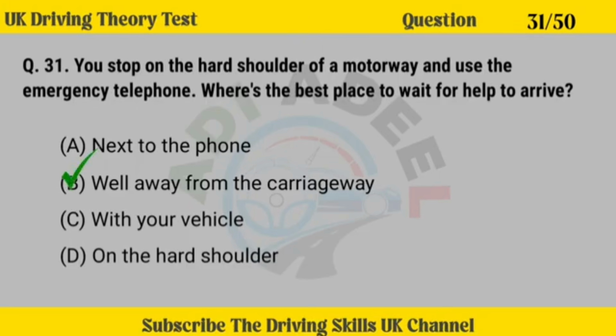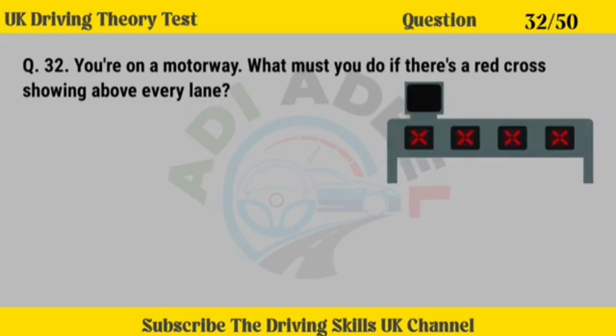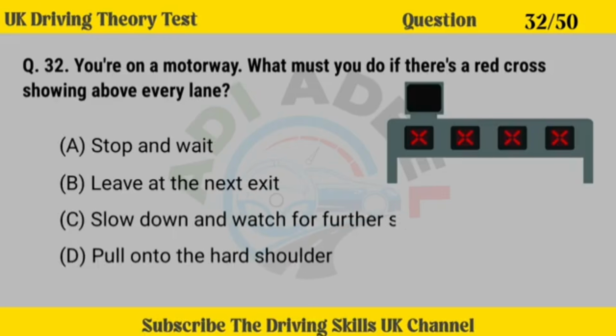The correct answer is B. Well away from the carriageway. Question 32. You're on a motorway. What must you do if there's a red cross showing above every lane? A. Stop and wait. B. Leave at the next exit. C. Slow down and watch for further signals. D. Pull onto the hard shoulder.